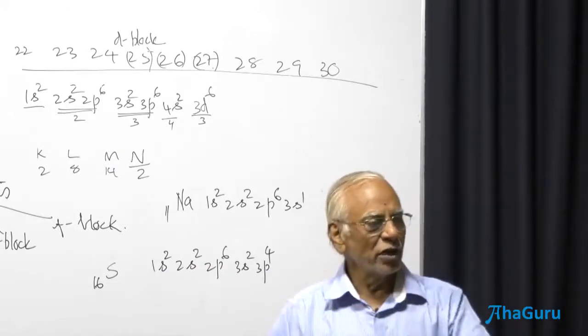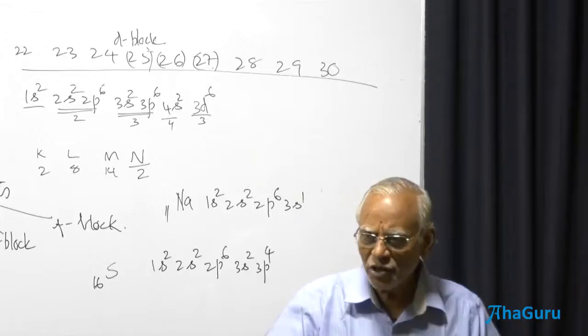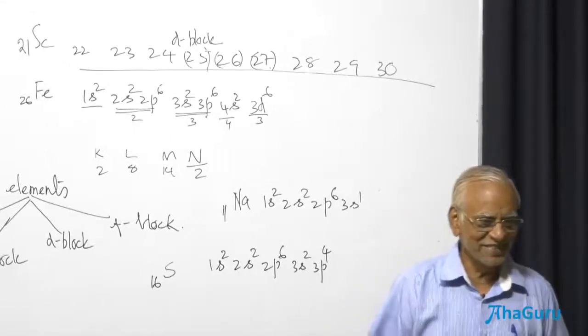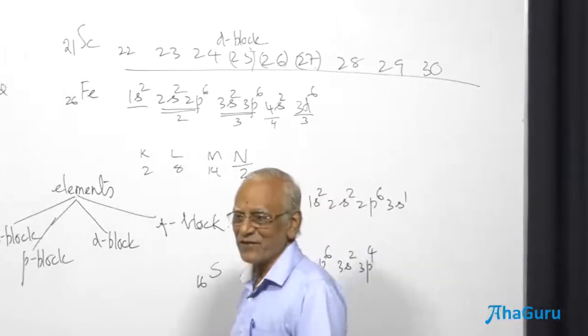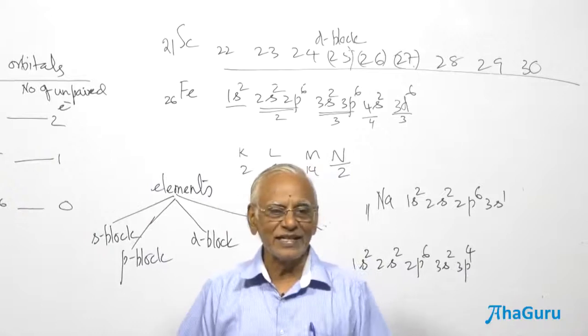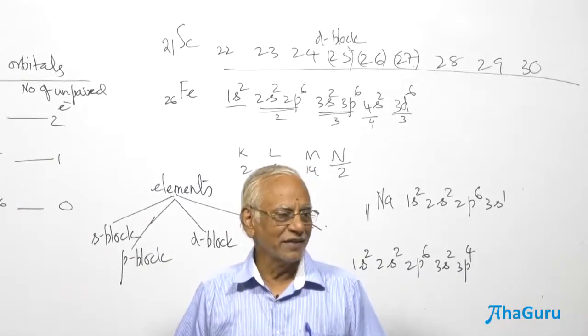Now I will give you atomic number 22. Easy. Now without writing, you should be able to tell me. D block element. Up to 20 is this. 21, anything greater than 20 is going to be 3d1, 3d2, D block element.